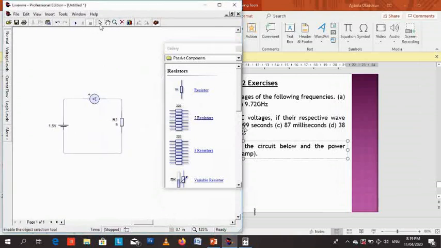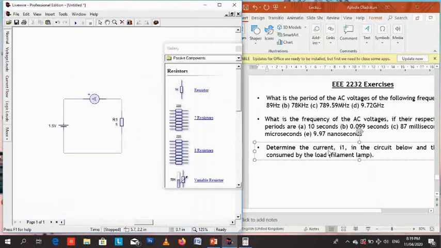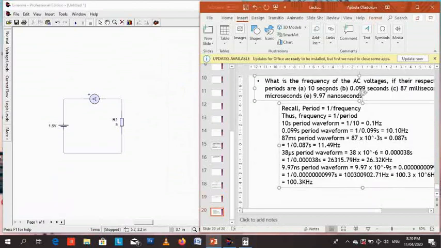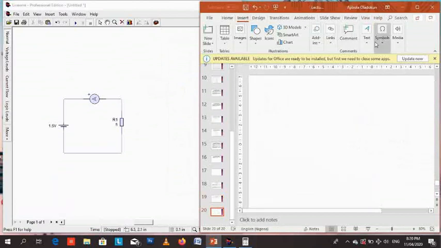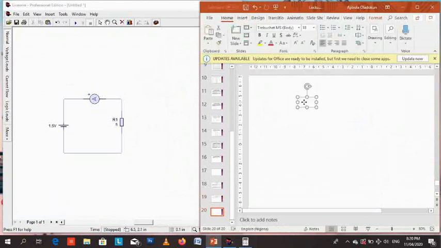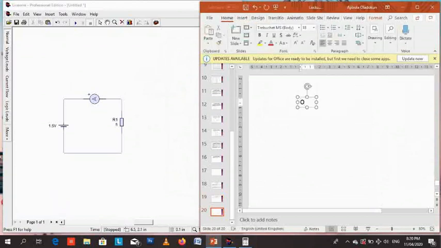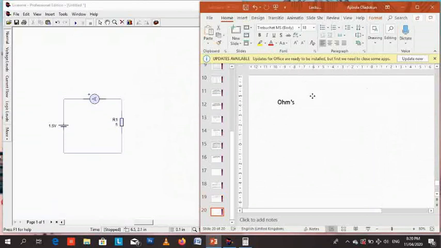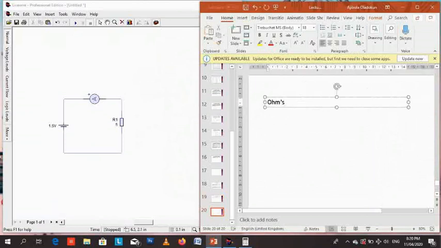So we want to determine the current flowing through this load, a 5 ohm load. If we could edit the filament lamp to have 5 ohm resistance, the current it consumes is still the same current that a 5 ohm resistor would consume. The fact that one is a resistor and one is a filament lamp doesn't matter, they will consume the same current as long as they have the same resistance.